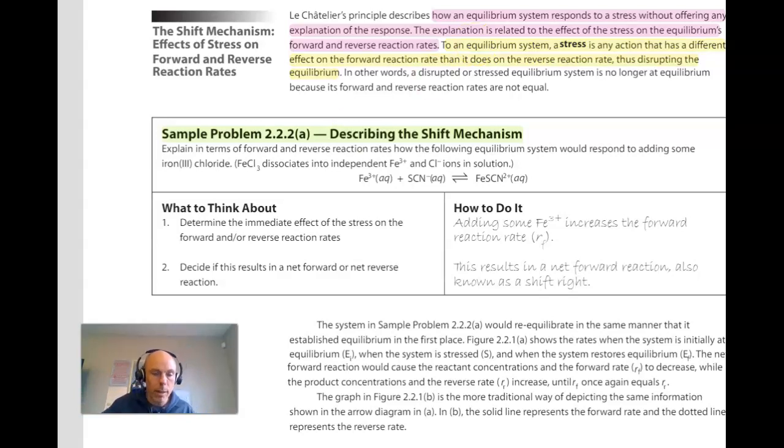So let's explore that, the why, the mechanism. And it's based on things we already know about collision theory. It's based on things we know from kinetics. We're looking at sample problem 2.2a here in green, describing the shift mechanism. It says to explain in terms of forward and reverse reaction rates.